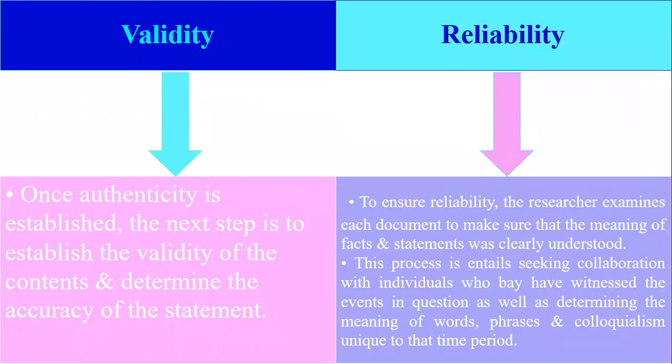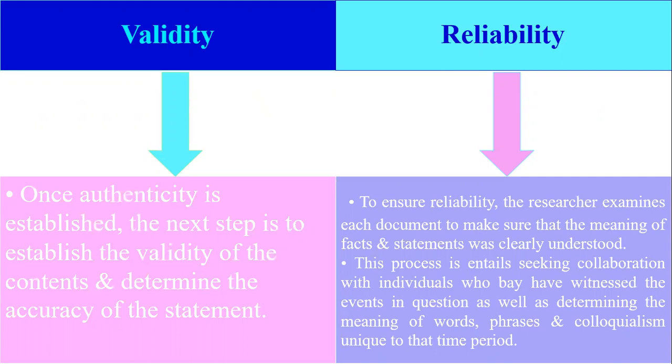And then, what is meant by validity and reliability in historical research, how we check the validity of historical research as well as reliability. Once authenticity is established, which is also called validity, the next step is to establish the validity of content and determine the accuracy of the statements. You can justify and determine the accuracy of those. Validity, reliability, or accuracy, these have the same meaning. So authenticity, when we authenticate with the external criticism and internal criticism, right? So we go toward validity.